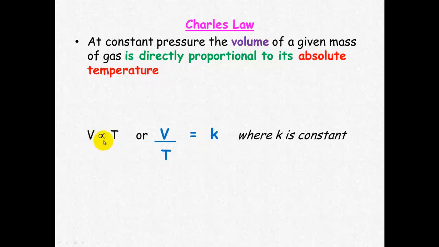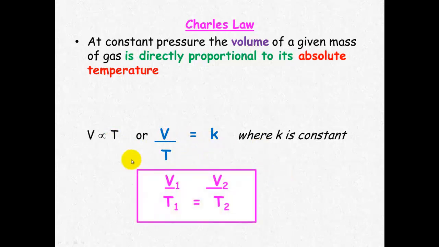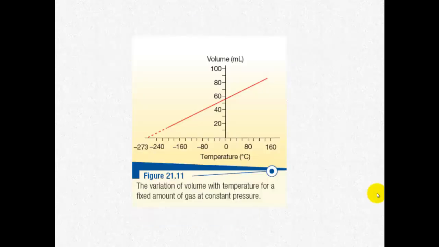This can be written as volume proportional to temperature, or V over T equals K, where K is a constant. So you can put it into this formula: V1 over T1 equals V2 over T2. When we look at a temperature versus volume graph, you will get a straight line. As you increase your volume, you increase your temperature, and vice versa. As you increase temperature, you increase your volume.